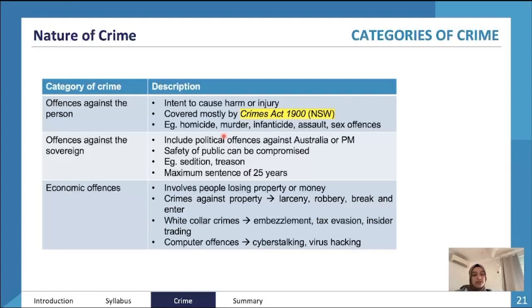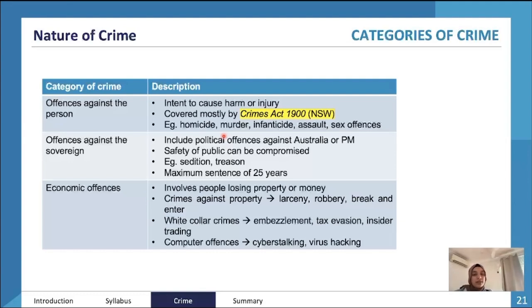Economic offences, so these involve people losing money or property. Crimes against property could be things like larceny, robbery, break and enter, obvious examples of crimes against property.